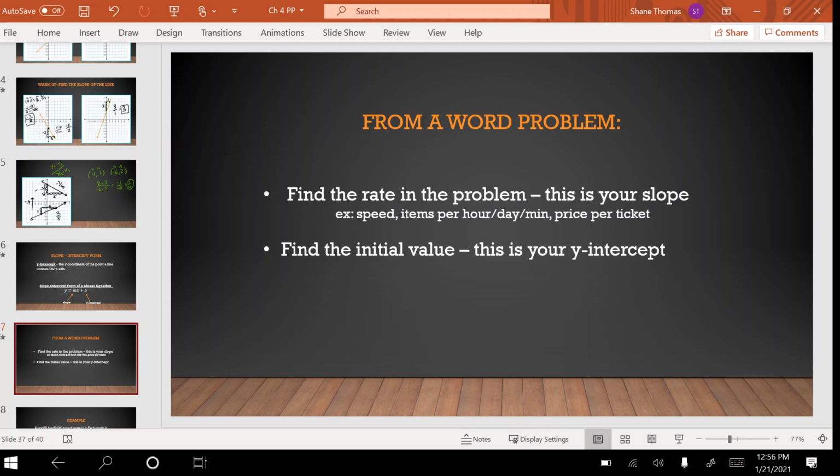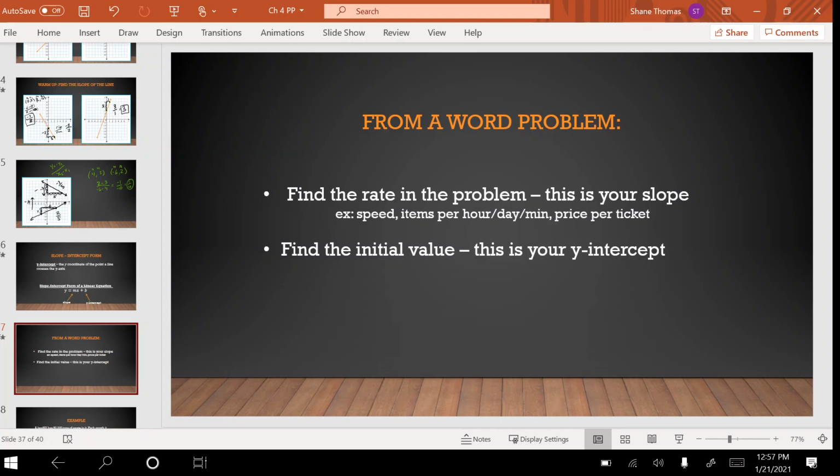Whenever you are looking at a word problem and it's describing a situation, here's what you need to do. You want to find the rate in the problem. That is your slope. I would write this down, guys. Find the rate in the problem, and that's your slope. There's almost every time going to be two numbers. Somewhere around one number, there's going to be what I call the key word. A key word is something like speed, items per hour, per day, per minute, the price per ticket. If you see the word per, probably the closest number to the word per is your slope.